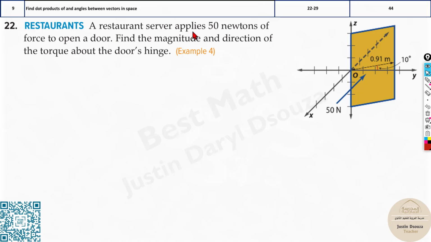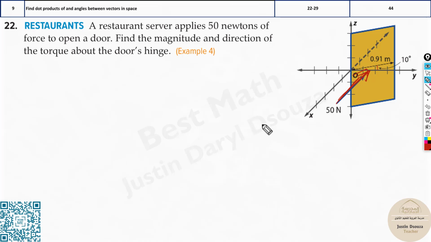A restaurant server applies 50 newtons of force to open a door. You can see this is the door here. The figure is very important to analyze. Find the magnitude and direction of the torque about the door's hinge, say along this side, the hinge, right? Which is the part that sticks to the wall. Now here you can see the force is how much? 50 newtons. Along which direction? Along the x-axis, but it goes in the negative side, towards the back side.